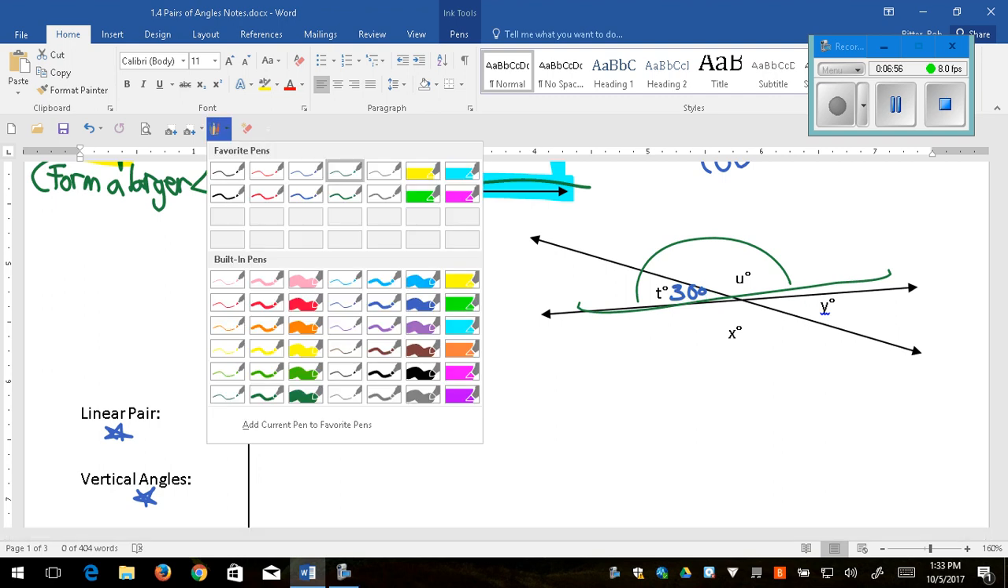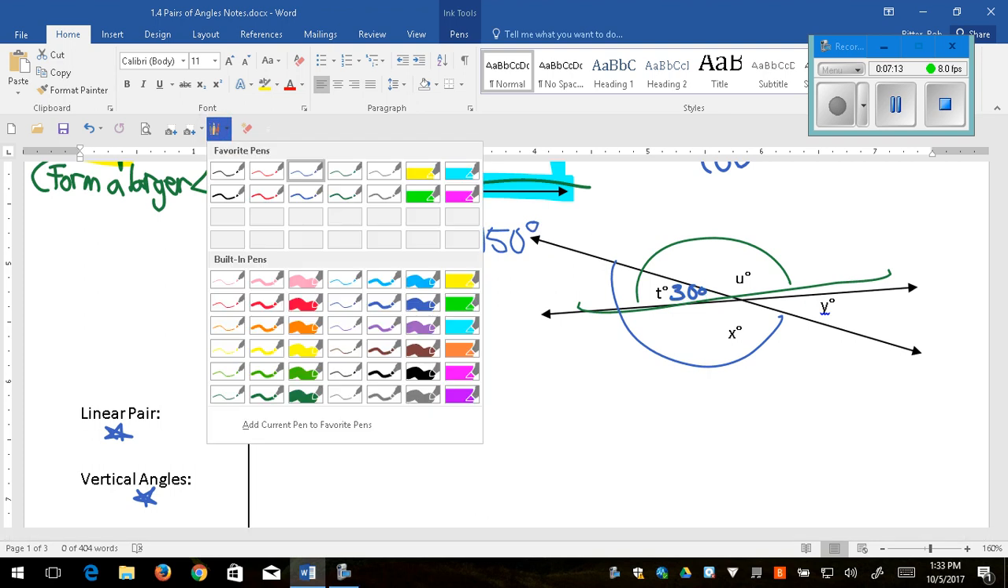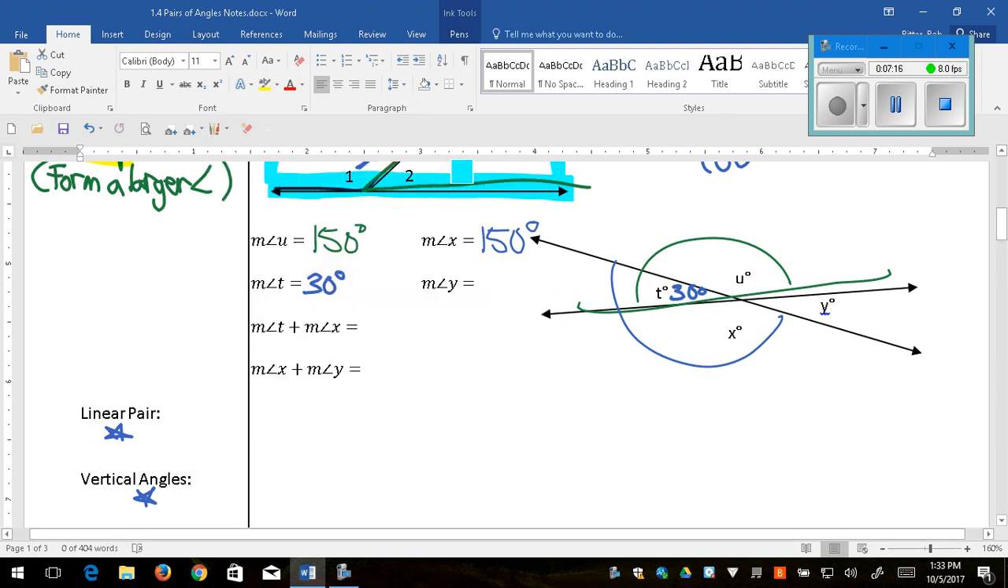If you did this correctly for this linear pair, T and X, if they have to add to 180, 180 minus 30 makes X 150 degrees as well. And then if you took your angle from X with one of the other angles, maybe angle U, you'd have another linear pair there. Well, you already know the value of U is 150, so that means that Y has to be 30 degrees as well.